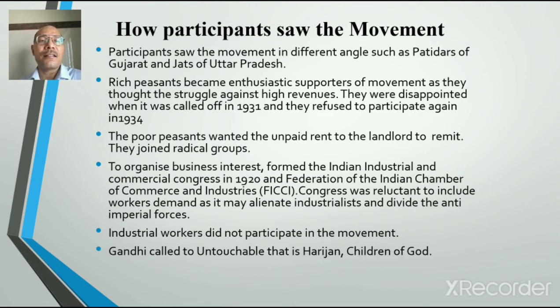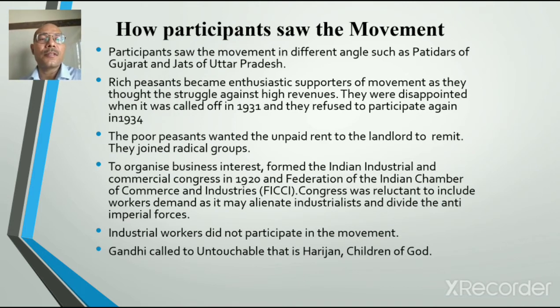To organize business interest, they formed the Indian Industrial and Commercial Congress in 1920 and the FICCI, Federation of Indian Chambers of Commerce and Industries. Congress was reluctant to include workers' demands as it may alienate industrialists and divide the anti-imperial forces. One more thing was there: the Indian National Congress was funded by these industrialists, and because of that also they were not ready to take up the demands of industrial workers. And because of that also, the industrial workers were never ready to participate in this movement. The industrial workers' demands were never there.